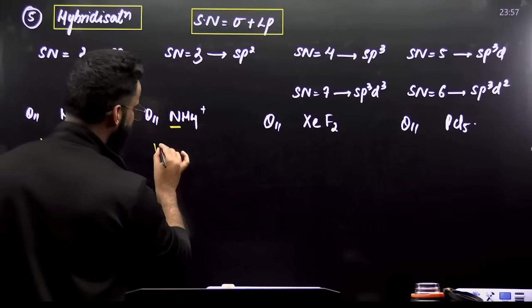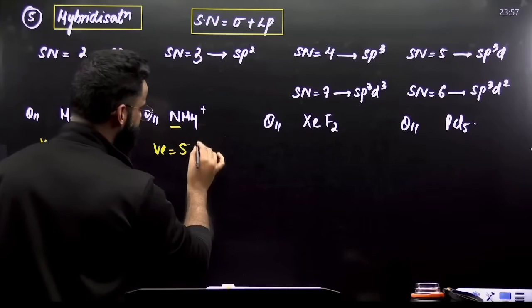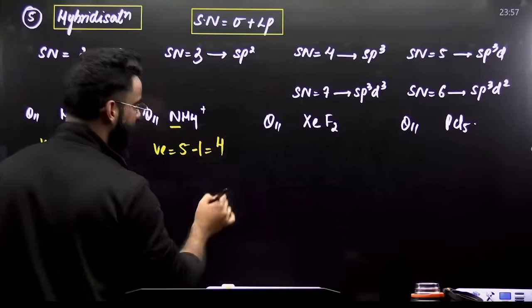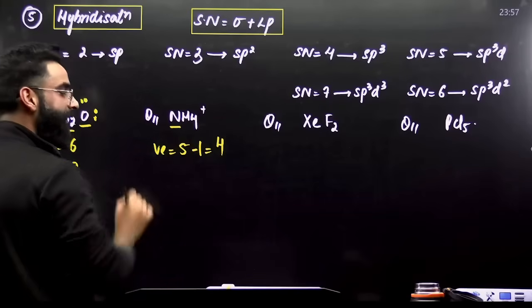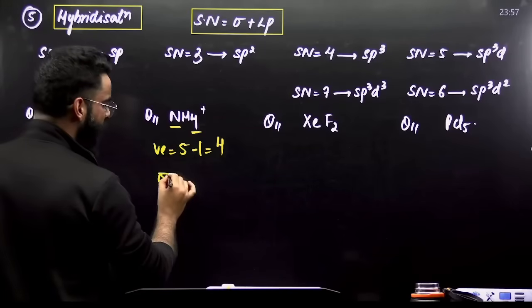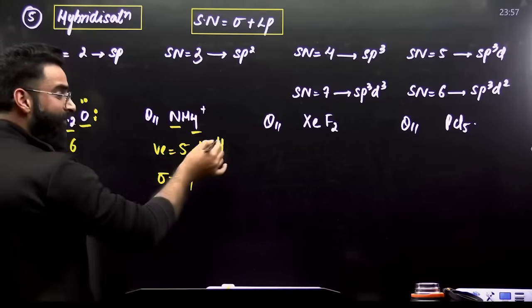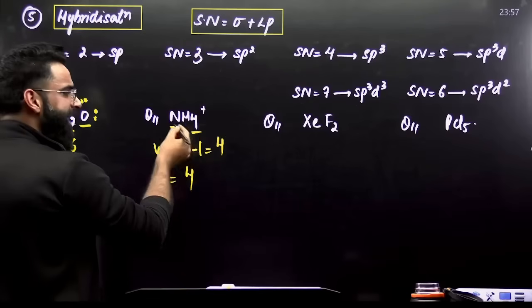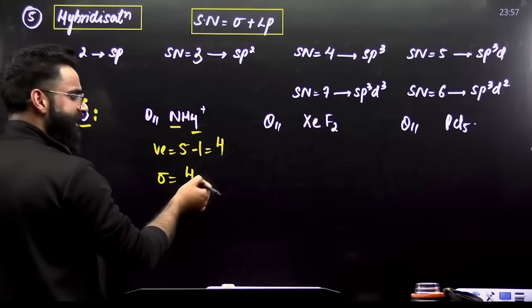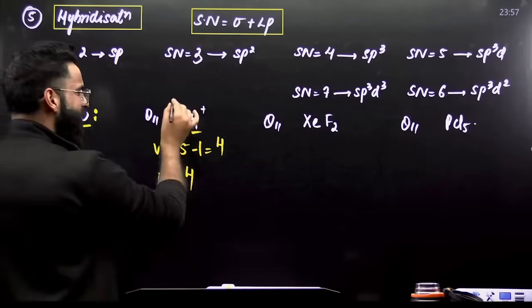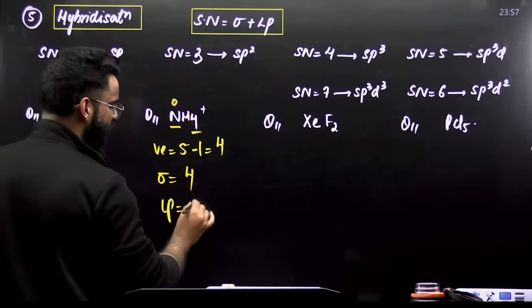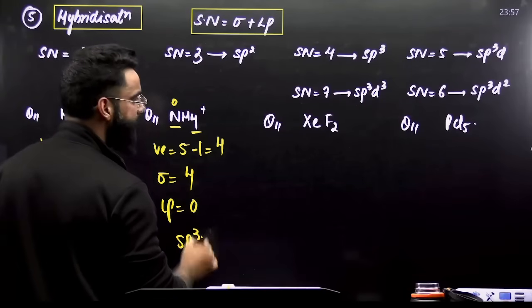NH4 positive, nitrogen, how many valence electrons? 5. There is a positive charge, so subtract this. So 5 minus 1 is 4. If there was negative charge, you were supposed to add that, right? How many surrounding atoms? 4, that means sigma bonds are 4. 4 valence electrons, 4 sigma bonds. That means nitrogen has utilized all the 4 valence electrons to form 4 sigma bonds, right? So there'll be no lone pair on nitrogen. So 4 plus 0 is 4, hybridization is again sp3.